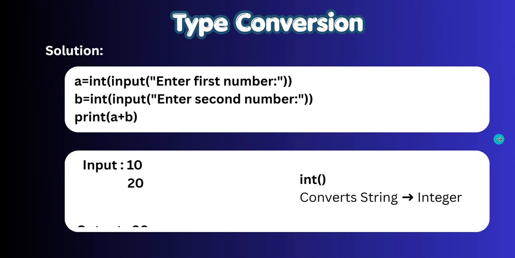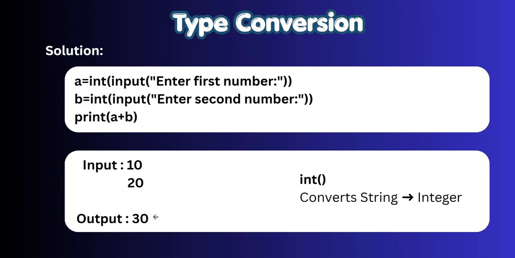Very simple. We use type conversion. A equals int, input, enter first number. B equals int, input, enter second number. Print A plus B. Now, when you enter 10 and 20, Python converts both values into integers. Finally, the output becomes 30. This small change makes a huge difference.